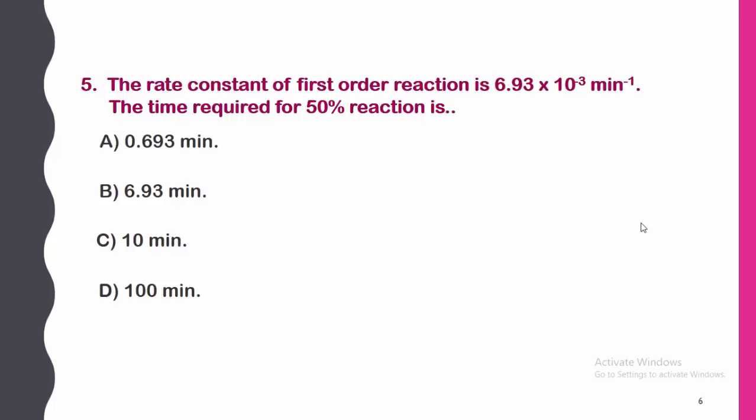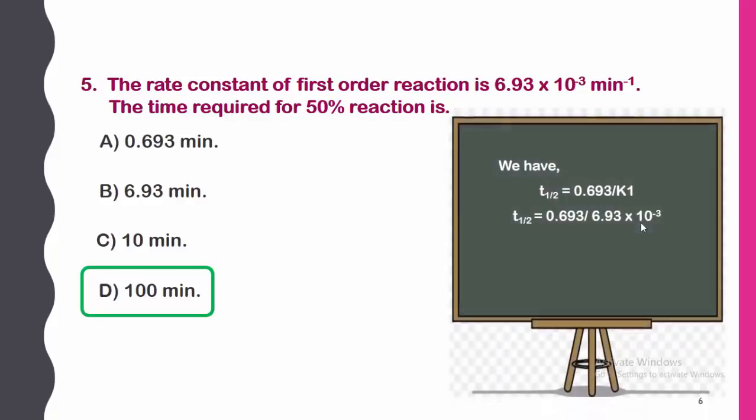Very simple. This whole question is based on the half-life period of a first order reaction. What is the time required for 50%? It is nothing but the t half of that reaction. So the answer to this question is option D, 100 minutes. Here we have the formula: t half is nothing but the time required for 50% of the reaction. t half is equal to 0.693 upon K1.